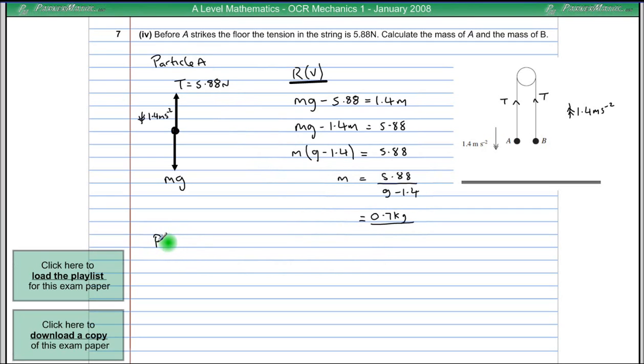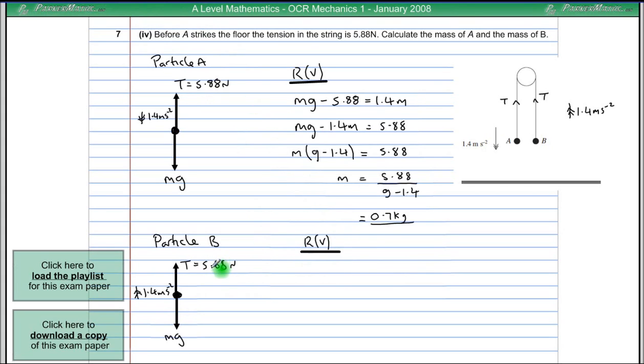Let's now consider particle B. And we'll find that we have a very similar calculation, but we need to be careful with signs. So here's particle B. The forces are going to be very similar. We're going to have mg for the weight, although the mass this time will probably be different. We're going to have tension in the string going upwards. Tension is the same because it's got to be the same either side of the pulley. So 5.88 newtons. So let's once again resolve in the vertical direction.